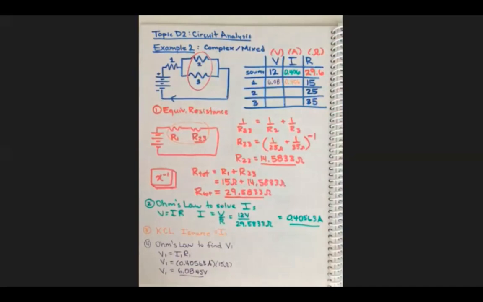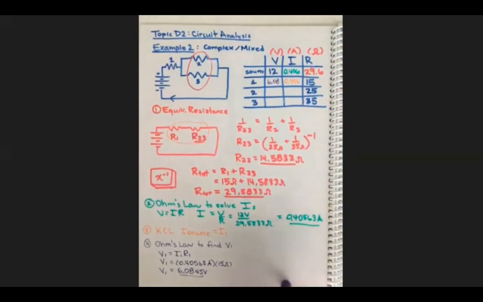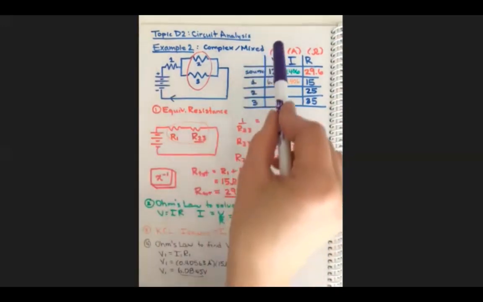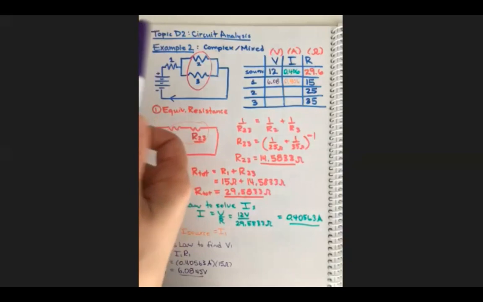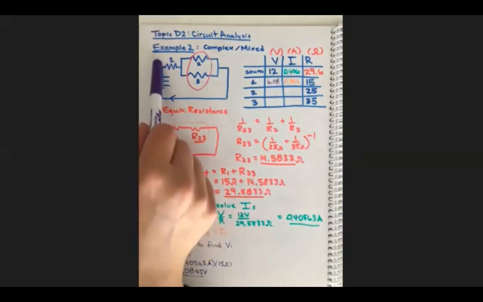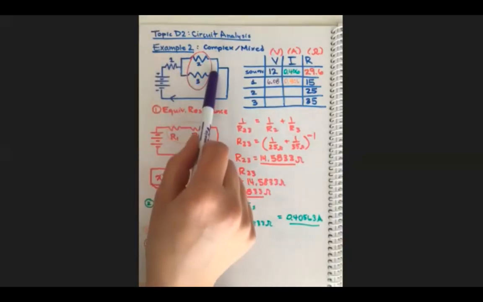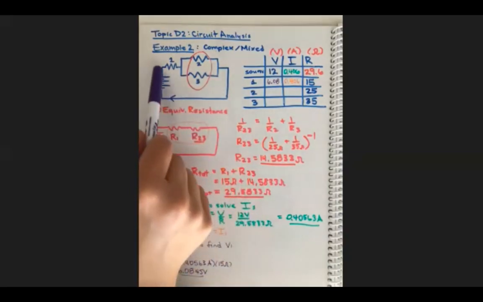Can we move forward with KVL? Since I'm writing in purple, I'd like to maybe continue in this small space over here. So KVL is looking at an electron path. There is one electron path, V1, V3, and that has to add up to V source.